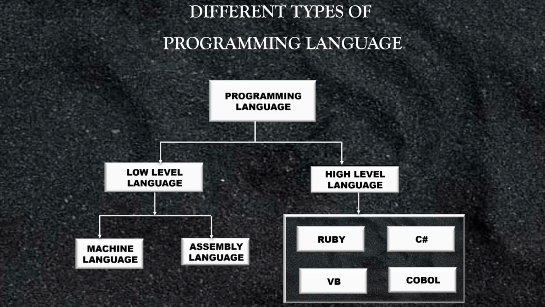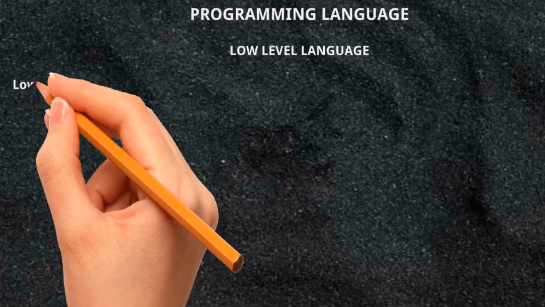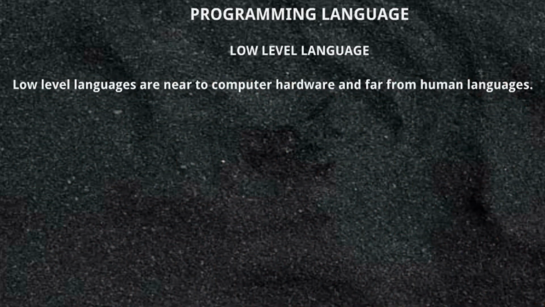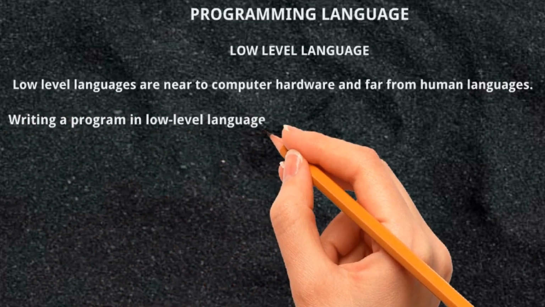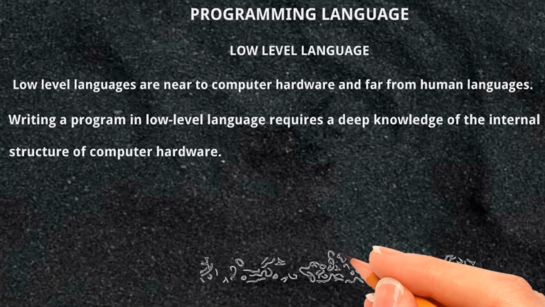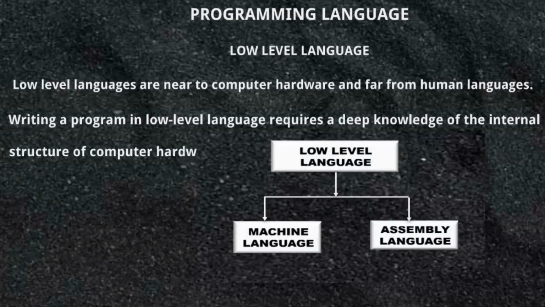The programming languages are divided into two: low-level language and high-level language. Now, we can see what is the low-level language and what are the different types of low-level language. Low-level languages are near to computer hardware and far from human languages. Writing a program in low-level language requires a deep knowledge of the internal structure of the computer hardware. Low-level languages are machine language and assembly language.